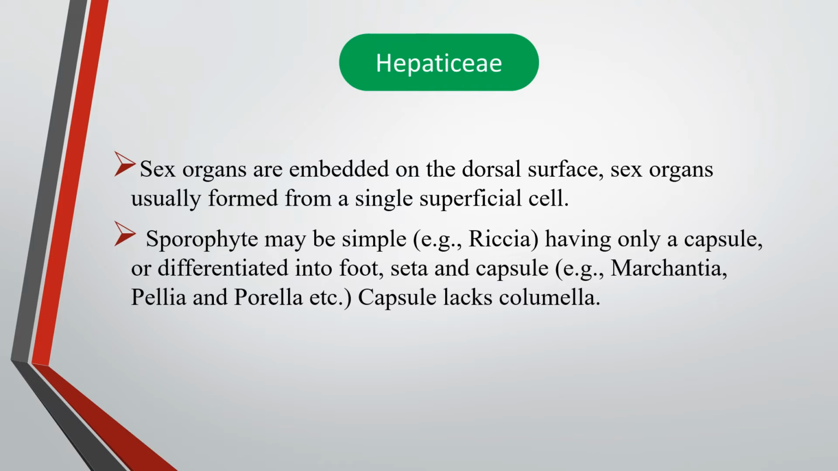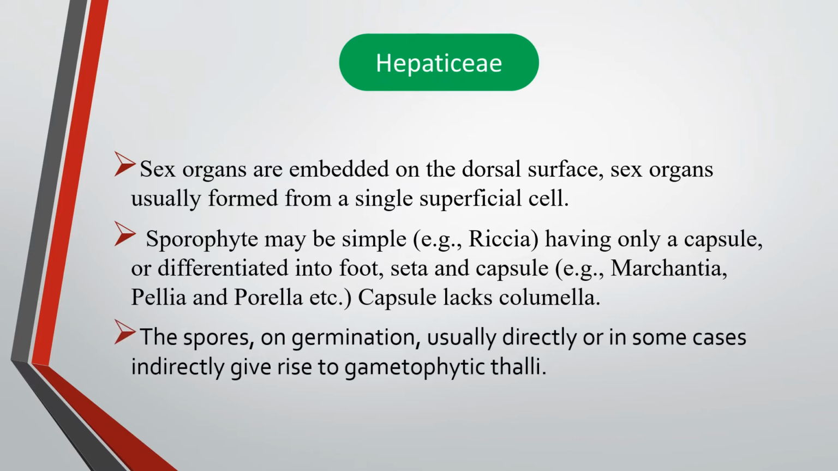Sporophyte may be simple, as you have seen in case of Riccia, having only a capsule, or differentiated into foot and capsule, for example, Marchantia, Pellia, and Porella, etc. Capsule lacks columella. The spores on germination usually directly or in some cases indirectly give rise to the gametophytic thalli.